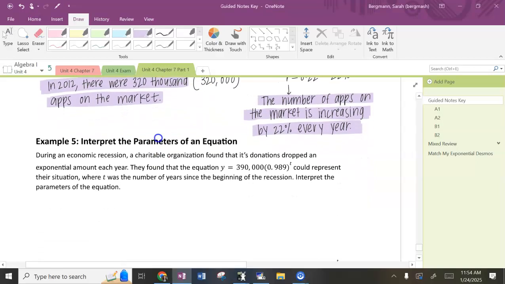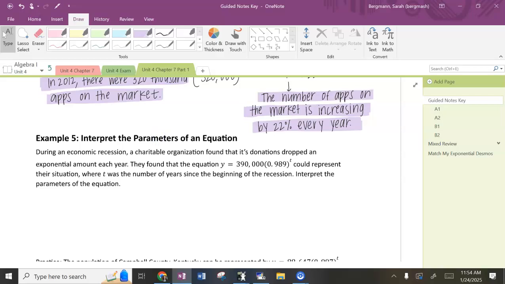This one says, during an economic recession, a charitable organization found that its donations dropped an exponential amount each year. They found that the equation y equals 390,000 times 0.989 raised to the power of t could represent their situation, where t was the number of years since the beginning of the recession. Interpret the parameters of the equation.